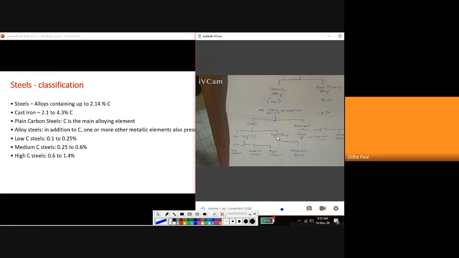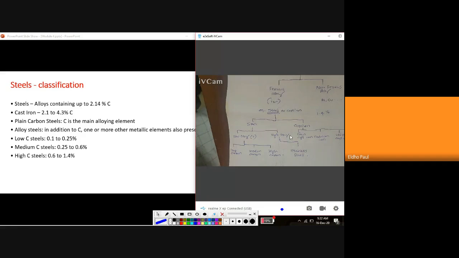Okay, in case of plain carbon steel, carbon is the main alloying element. But in case of alloy steel, in addition to carbon, which is already present in some percentage, we add other metallic elements like chromium, molybdenum, nickel, etc., to improve the properties of the steel. Okay, so this is the plain carbon steel, and this one is the high alloy steel.